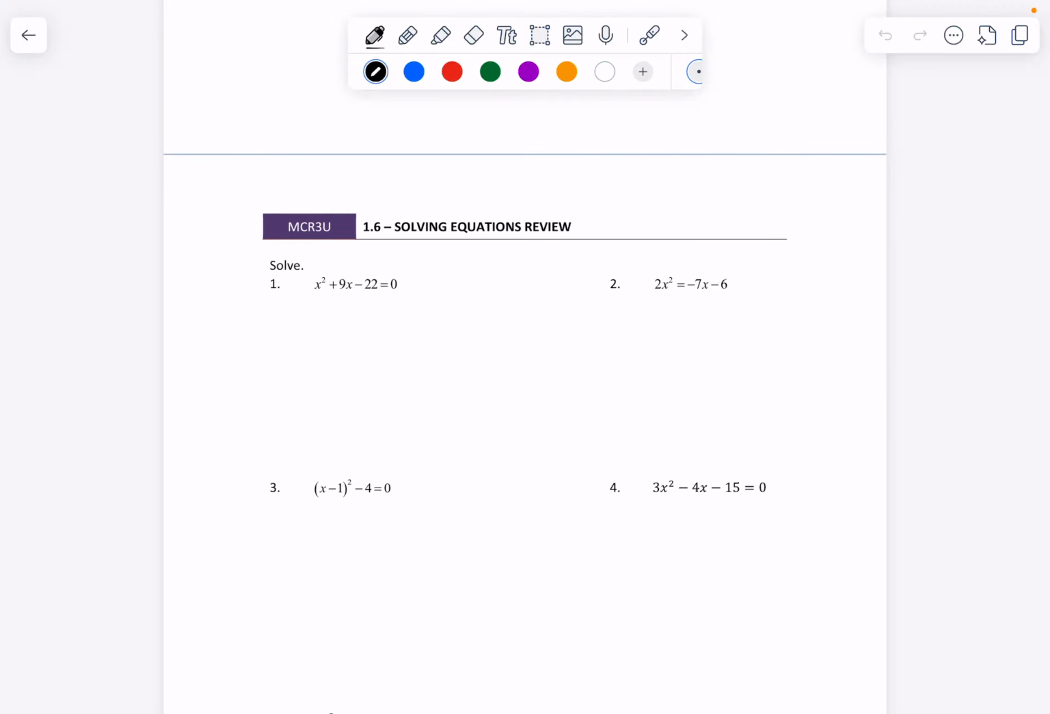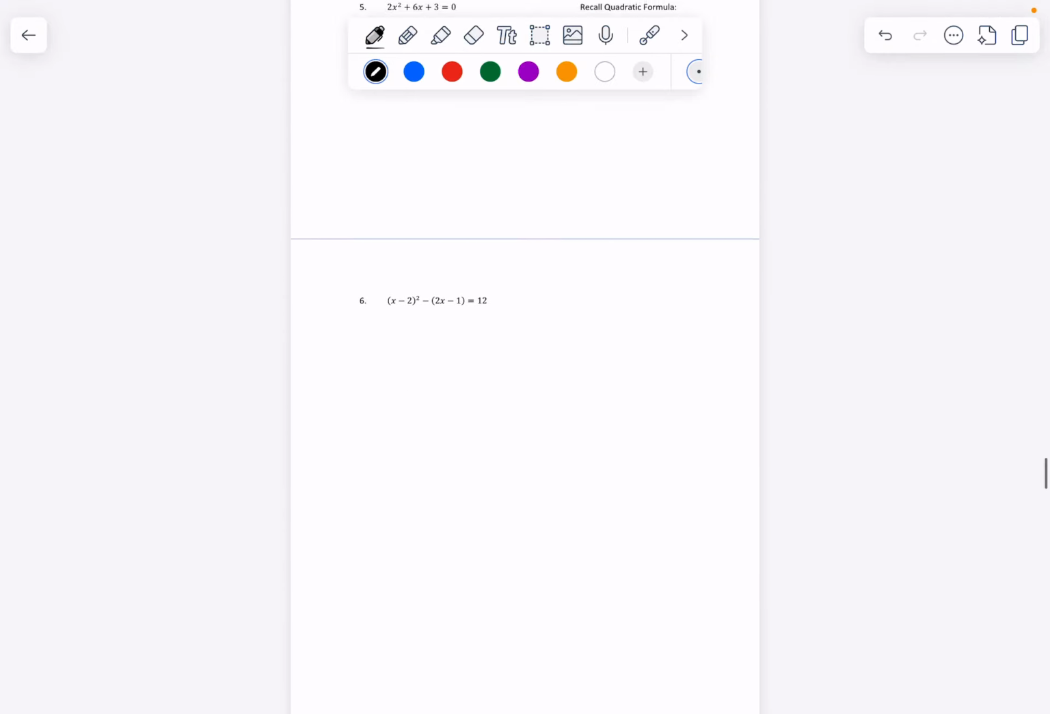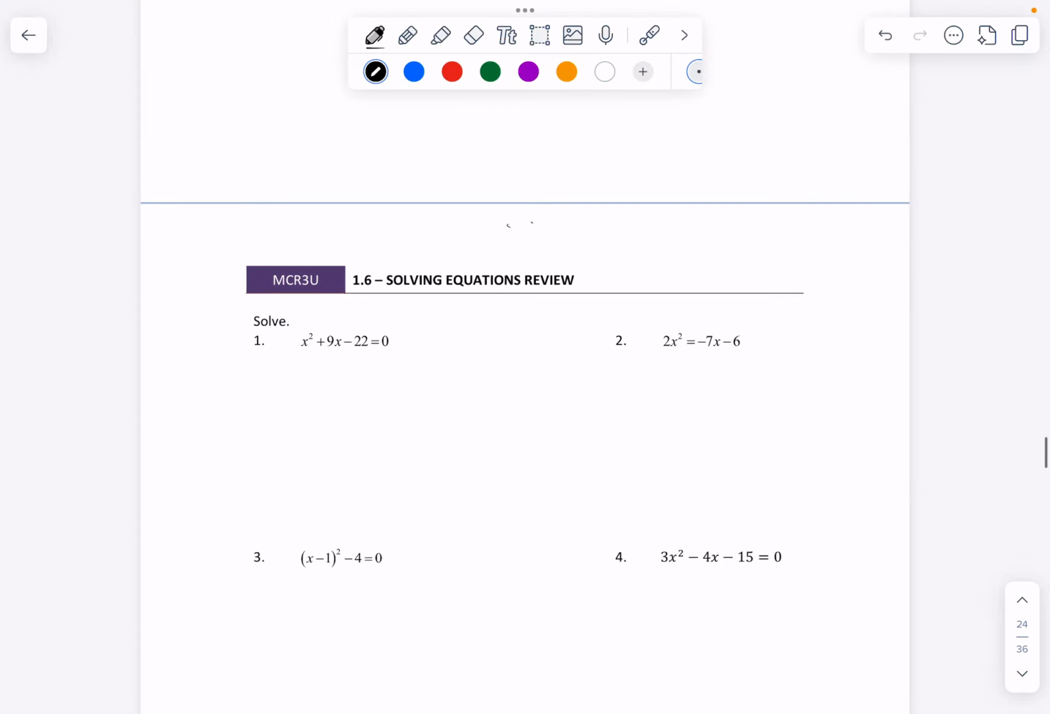So today we're solving equations. Specifically, when it says equations here, we're solving quadratics. Actually, is the whole lesson quadratics? Yeah, the whole lesson's quadratics, okay. So in this case it's solving quadratics.